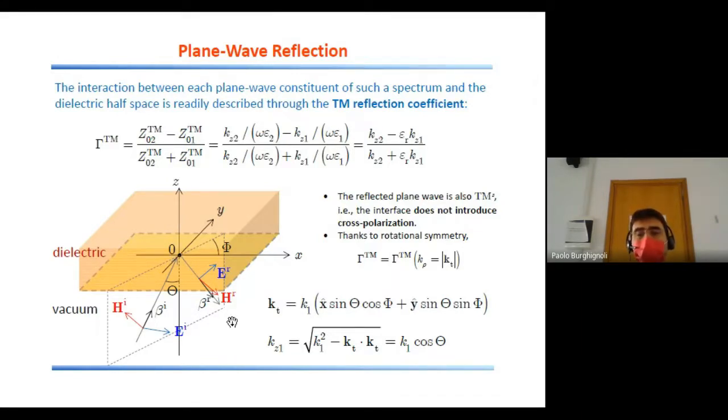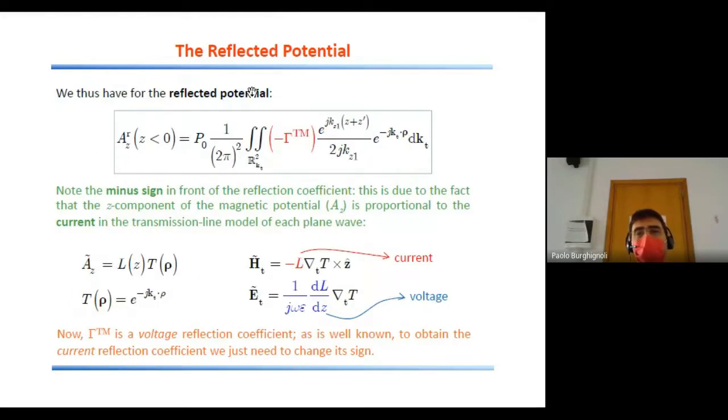So now, thanks to the Weyl identity, we can reconstruct the entire field. For example, the reflected potential will be given by the same integral as in the Weyl identity. However, we have to include the reflection coefficient, gamma TM. Note that we will do that by also including a minus sign. And this is because you may recall that when you associate an equivalent transmission line to any modal field, and if plane waves are the modes of free space, you can do that by sorting out quantities that are called voltages and currents, and typically the equivalent voltage is associated with a factor in the expression of the transverse electric field, whereas the equivalent current is associated with some factor in the expression of the transverse magnetic field.